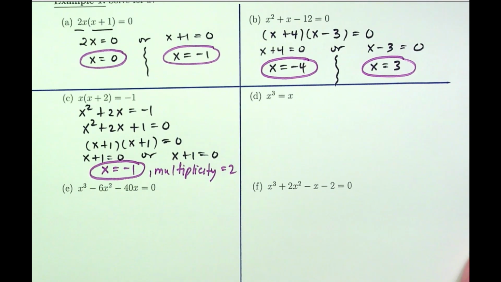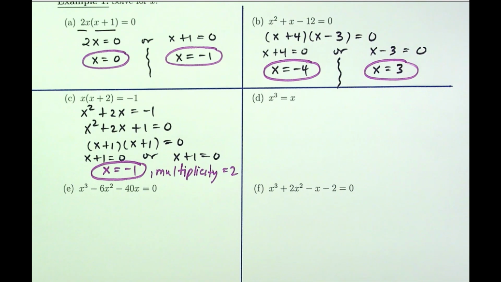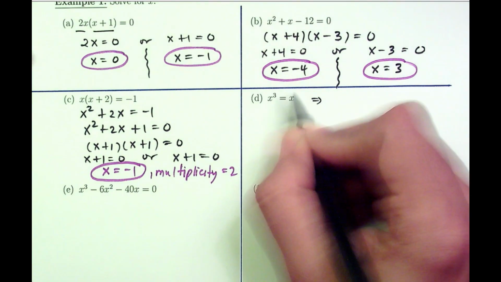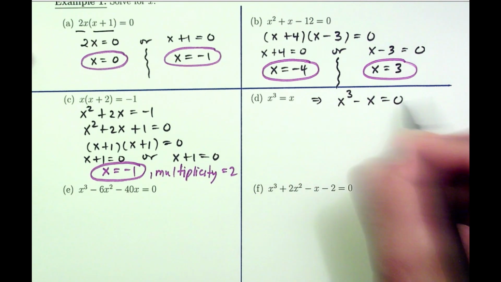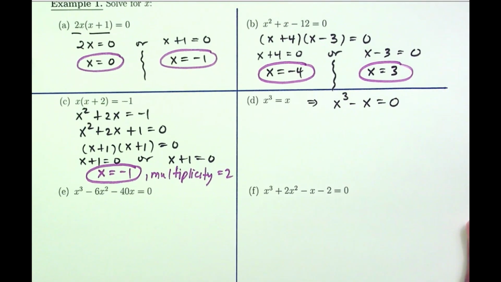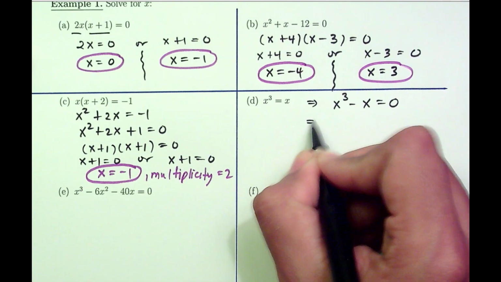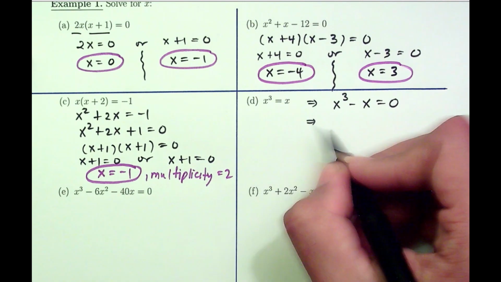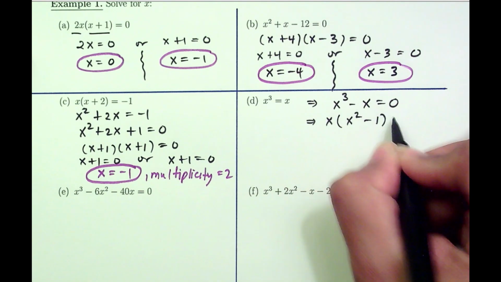Let's do D. First step is move everything to one side because you need 0 on the other side. So if you move the x over there to the left hand side, you're going to get x cubed minus x equals 0. So that completes step 1. After that, you're going to factor. Factoring this, the GCF is actually x because x is repeated in both terms. So x can be factored out, and then you would get x times x squared minus 1 equals 0.